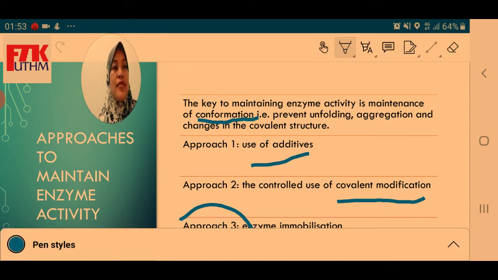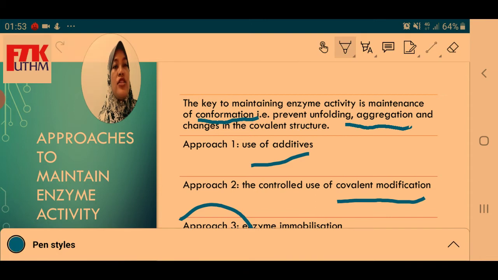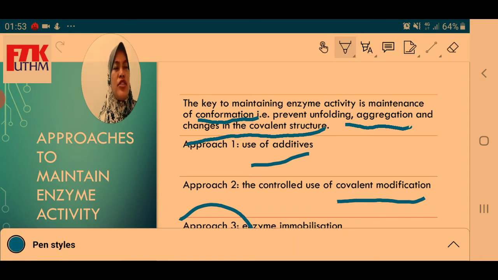The key to maintain the enzyme activity is to maintain the conformation of the protein of the enzyme. So how can we do that? By preventing unfolding, aggregation, as well as changes in the covalent structure.